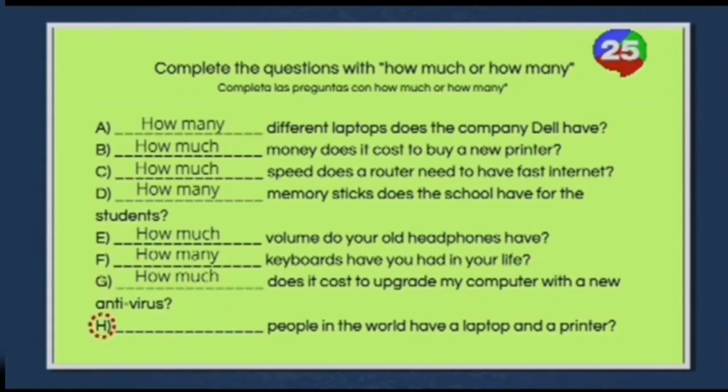Letter H. How much or how many? Yes. How many people in the world have a laptop and a printer?